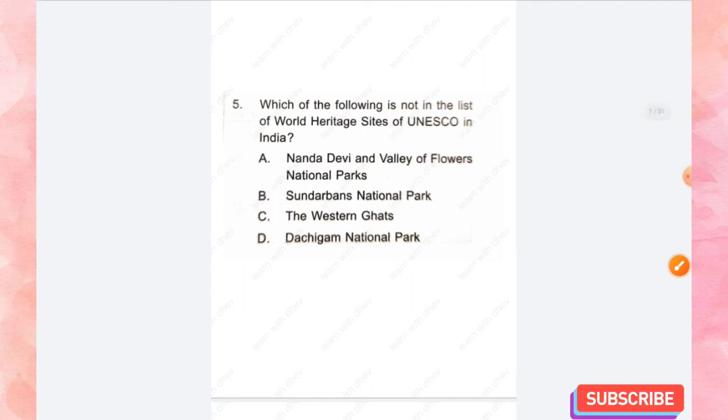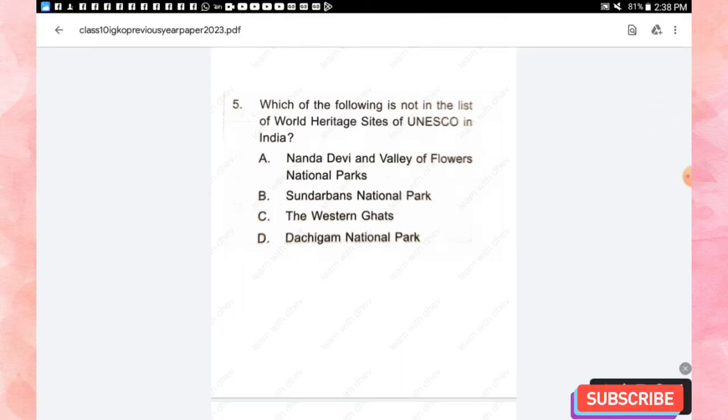Question number 5. Which of the following is not in the list of World Heritage Sites of UNESCO in India? Option A, Nanda Devi and Valley of Flowers National Parks. Option B, Sundarbans National Park. Option C, the Western Ghats. Option D is Dachigam National Park. The right answer is option D, Dachigam National Park.